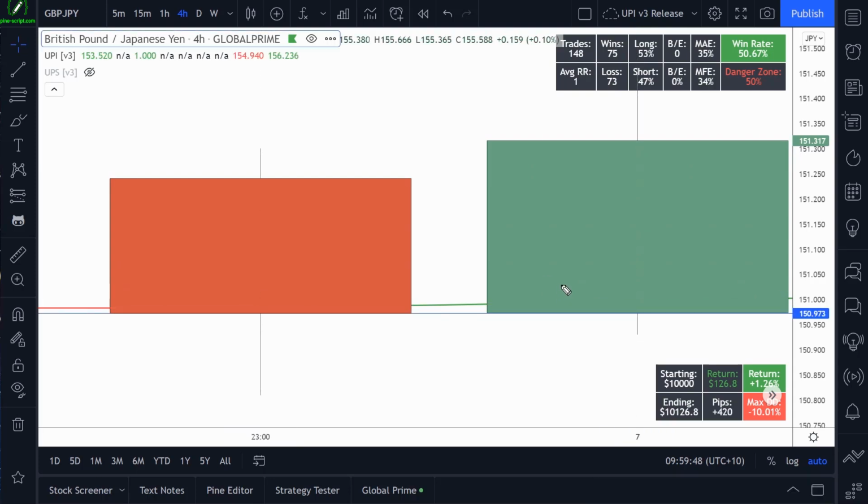If I zoom right in really close and I put a horizontal line at the close of that previous bar, this green candle here opens 1 point above the close of this previous bar, and so it's not considered a valid engulfing candle by the script because the script is dumb. It only does exactly what I tell it to, and it doesn't know how to use discretion to know when a setup is close enough.